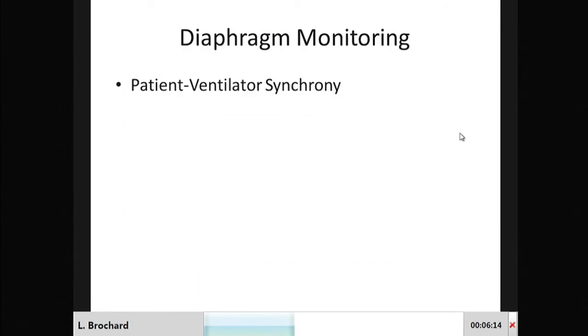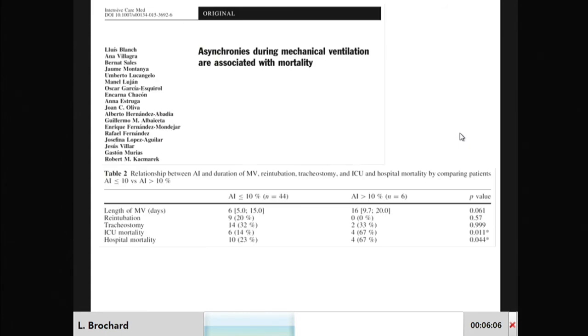And there is an additional problem that it's not only the quantity of work, but it's also the synchrony between patient and ventilator. There are a number of studies showing an association between poor patient-ventilator interaction and duration of mechanical ventilation. There is one study by Louis Blanc who showed an association with mortality.